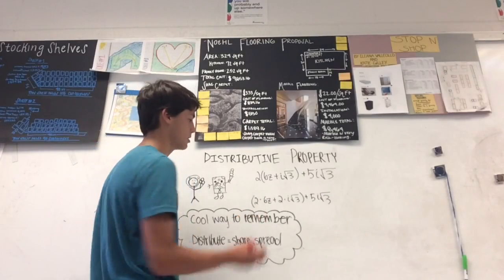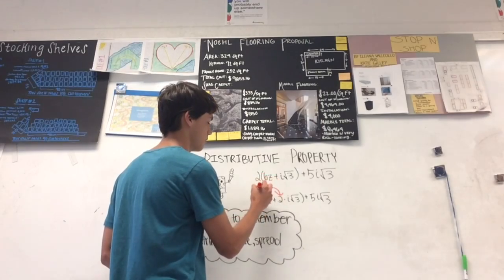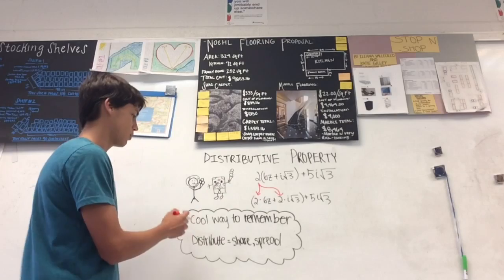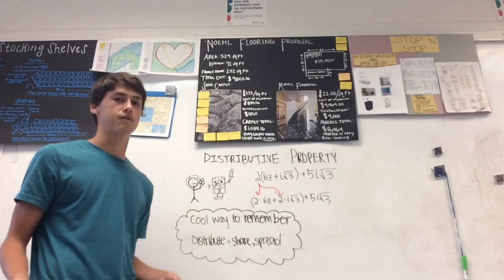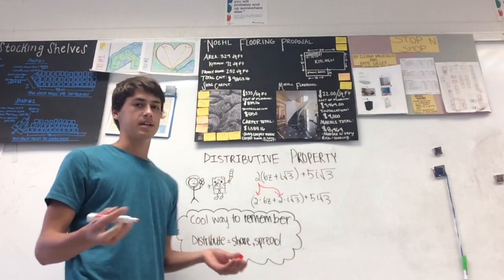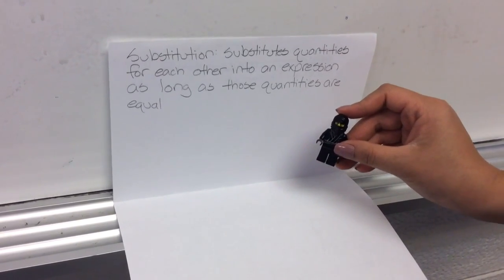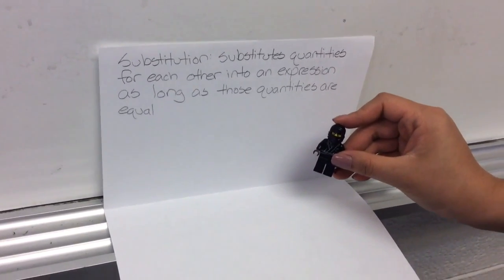The distributive property is being used when they distribute the two, and it has the same value. And a cool way to remember is when you distribute or share food and stuff, everybody gets part of it. Substitution substitutes quantities for each other into an expression as long as those quantities are equal.